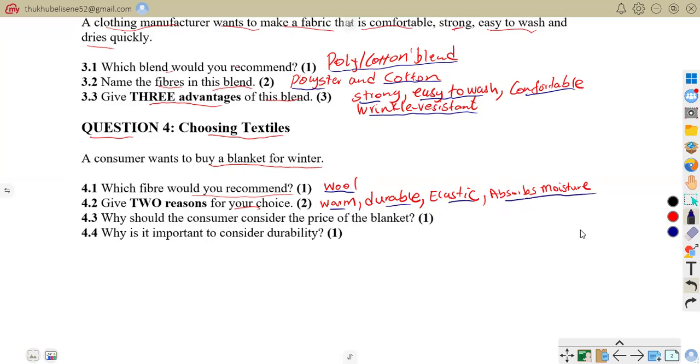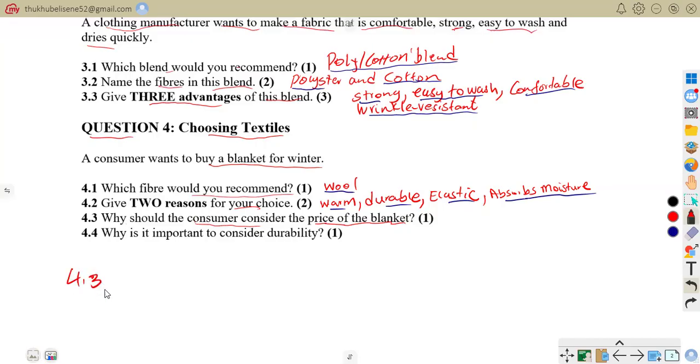So now we come to 4.3. Why would the consumer consider the price of the blanket? So the answer is that the item should fit the consumer's budget and provide value for money. So fit the consumer's budget and provide value for money.